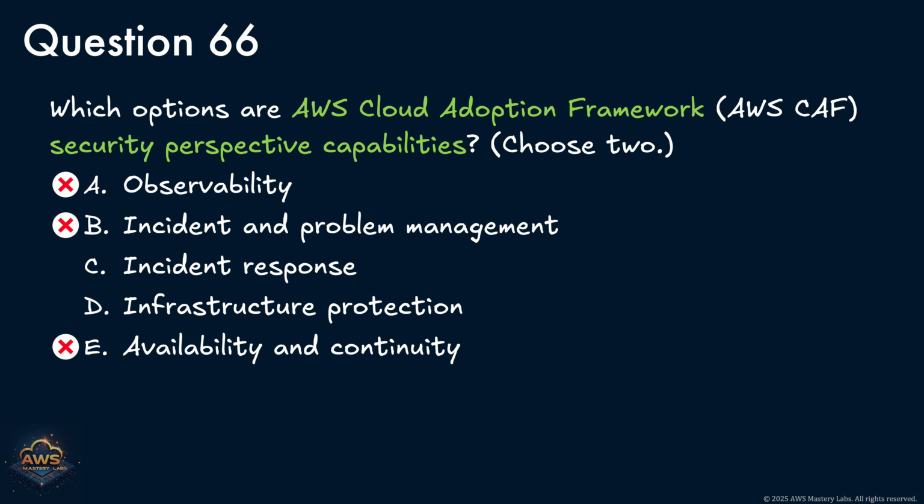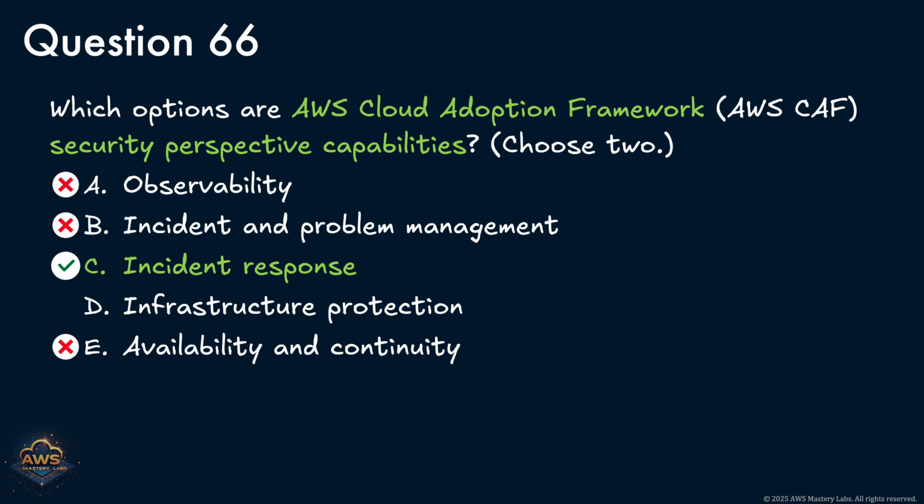Option E, availability and continuity. Although business continuity and availability are critical topics in secure cloud operations, in the AWS CAF, availability and continuity are primarily highlighted in the operations perspective. The security perspective deals with enabling secure environments and incident recovery, while true availability concerns fall under operational resilience and platform robustness. Incorrect, because business continuity is relevant but not categorized under the security perspective in AWS CAF.